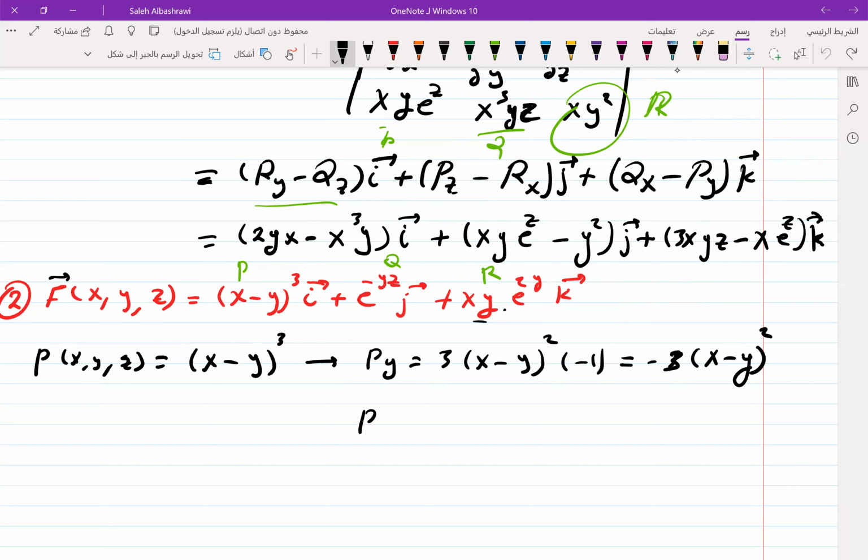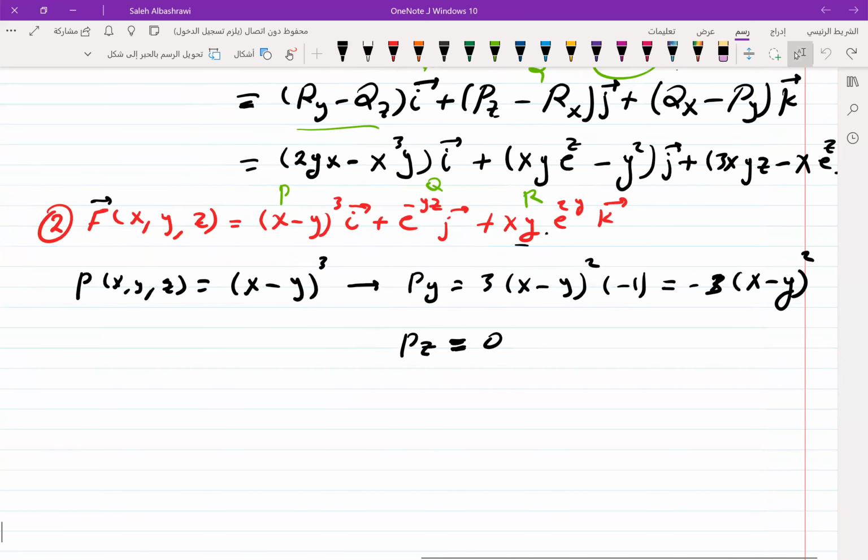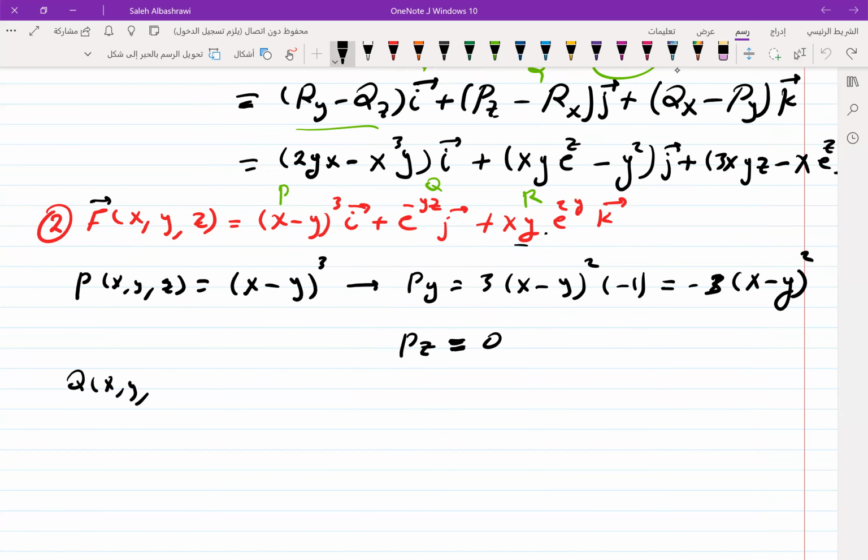P sub z, there is no z, so this is equal to 0. Second one, q, is equal to e to power minus yz. For q, we need to find the derivative with respect to x and z.